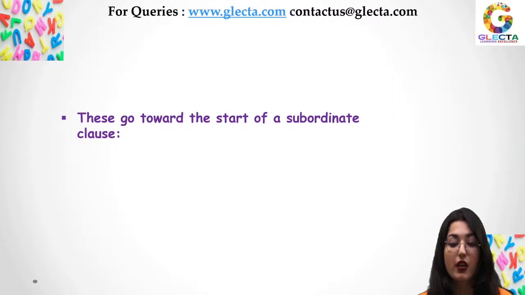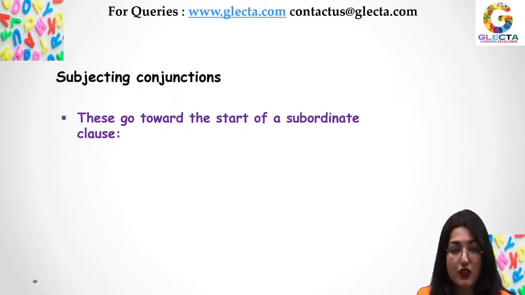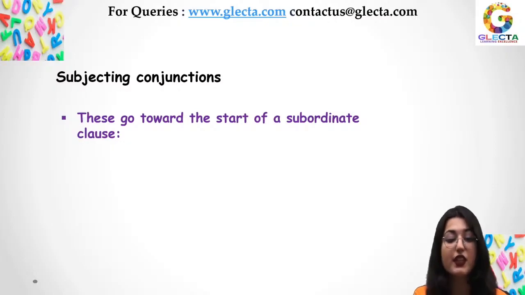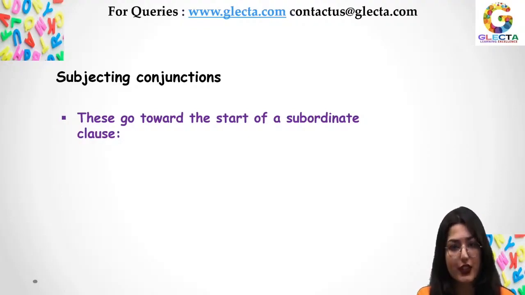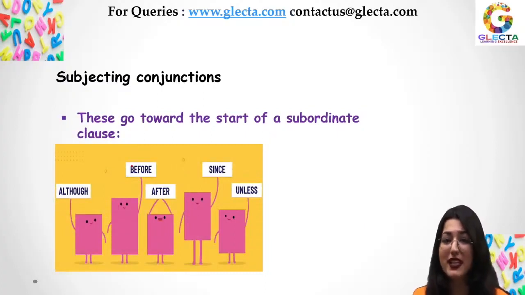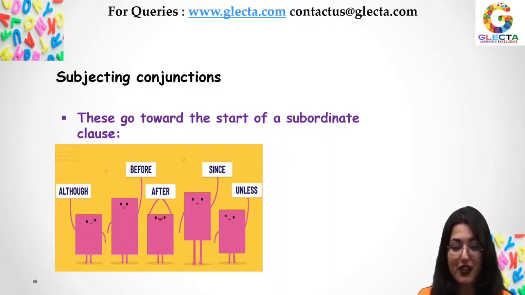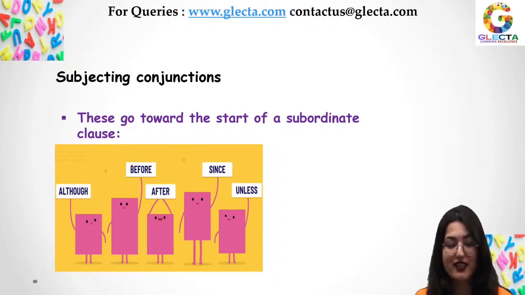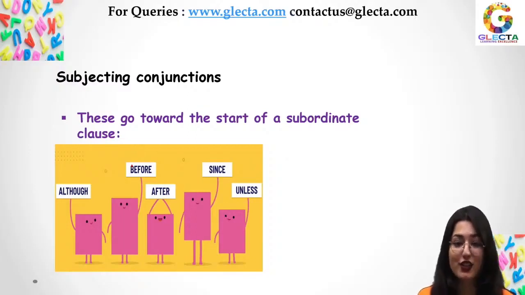Now, moving to the next thing, subordinating conjunctions. What are subordinating conjunctions? These go towards the start of a subordinate clause. Subordinating, you can think of as the very start word of the clause. So multiple examples of subordinating conjunctions are although, before, after, since, unless.